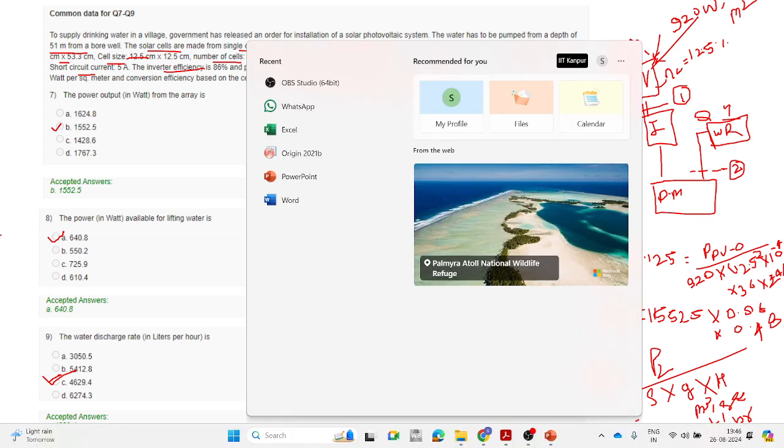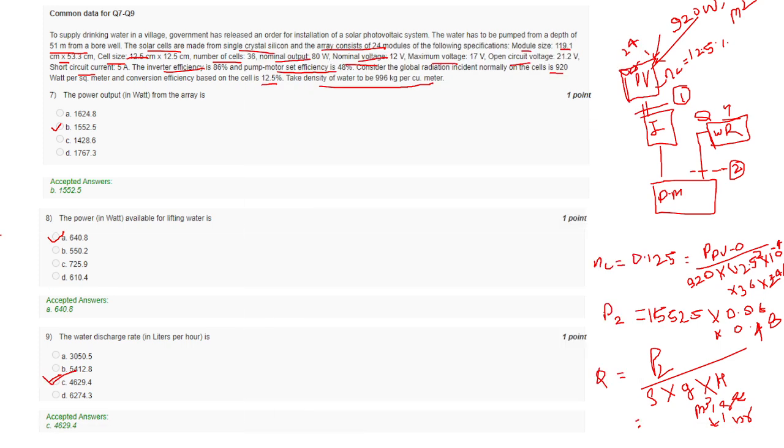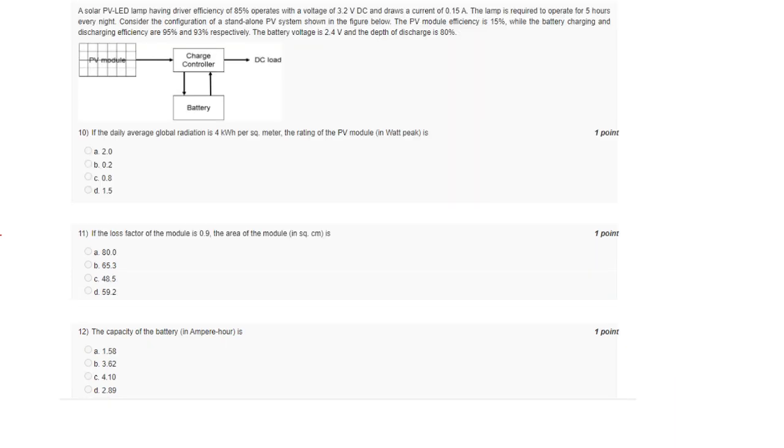So I hope any question based on this particular type of system you can solve in the assignment and in your final exam also. I hope that part is clear.